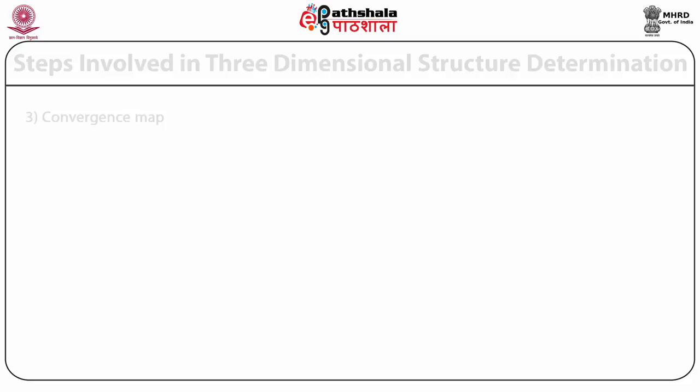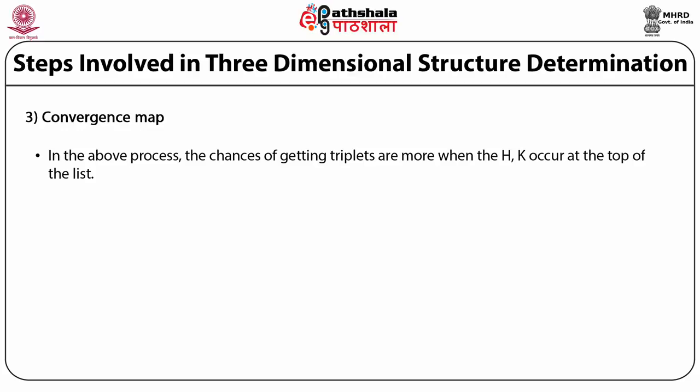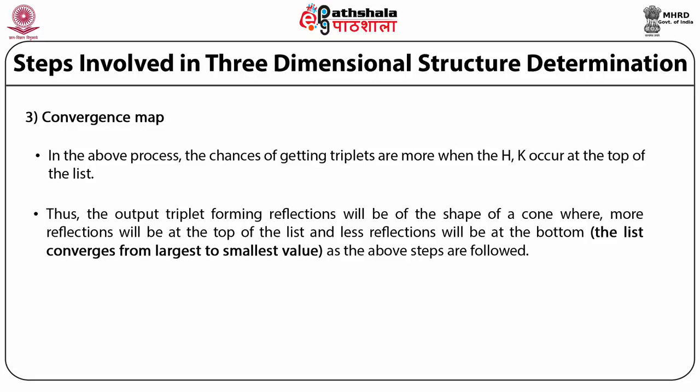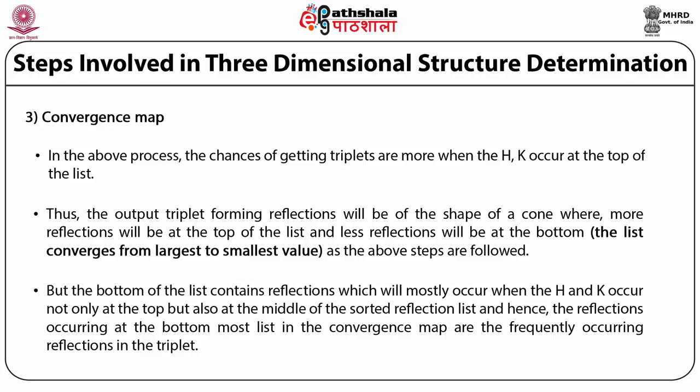In the above process, the chances of getting triplets are more when the H and K occur at the top of the list. Thus, when you look into the output of the triplet forming reflections, it will be the shape of a cone, where more triplets will be found at the top of the list and fewer at the bottom, because the list is converging from largest to smallest value as the above steps are followed. But the bottom of the list contains reflections which will mostly occur when the H and K occur not only at the top, but also in the middle of the sorted reflection list. And hence, the reflections at the bottom of the convergence map are the frequently occurring reflections in the triplets. Because we are talking about a triplet as a three-phase structure invariant, phi H plus phi K plus phi L, when H plus K plus L equals 0.